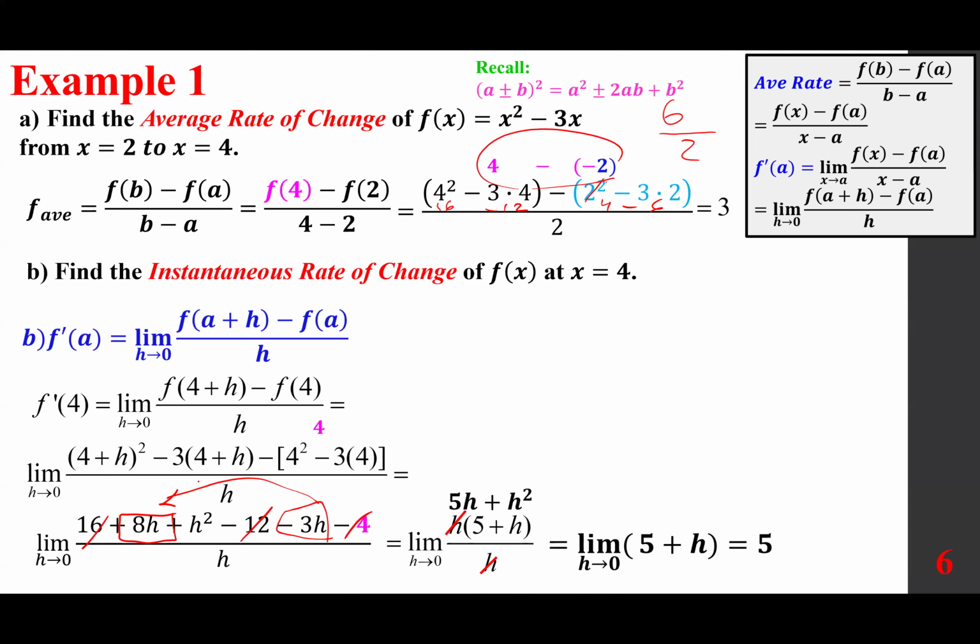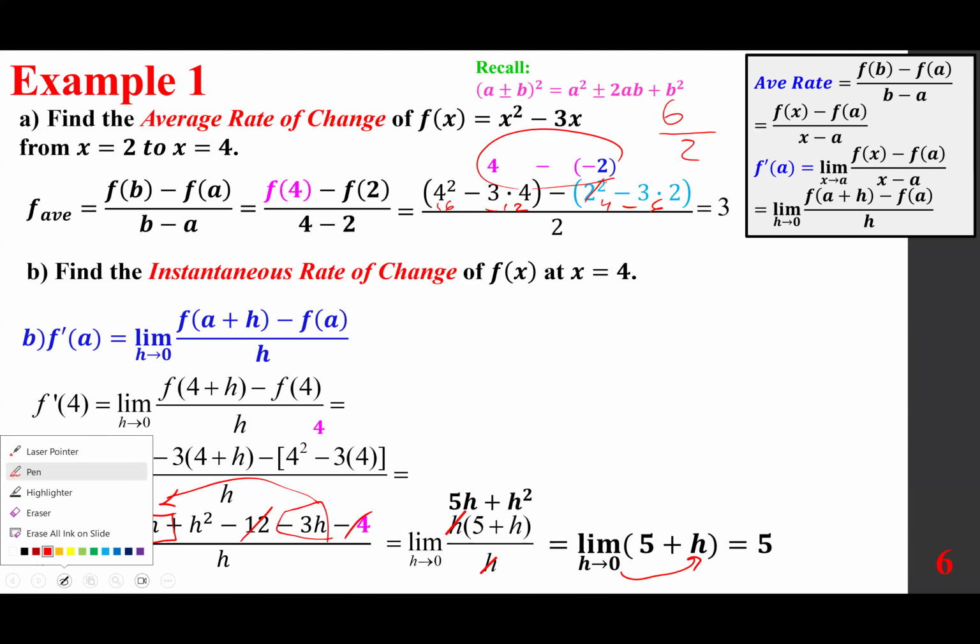And so having said that, again, we can plug in. What I want to emphasize is this. If you don't have the limit, 5 plus h remains 5 plus h, not 5. So it's important to know the limit sign must be there.